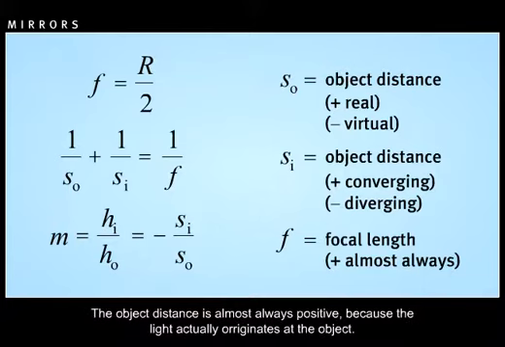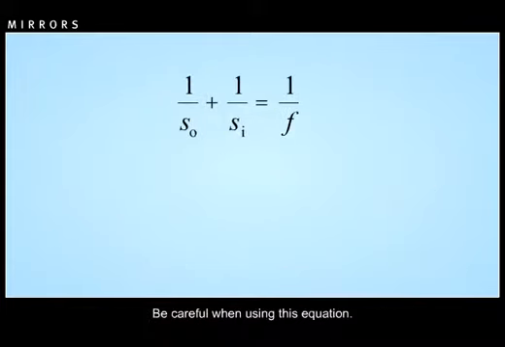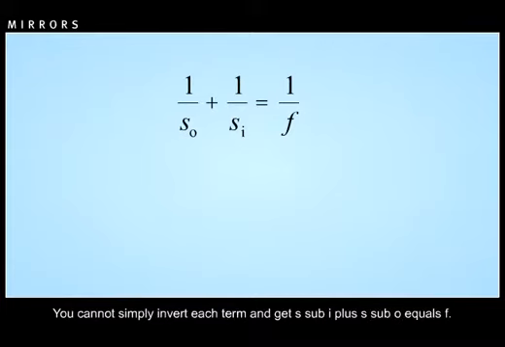The object distance is almost always positive, because the light actually originates at the object. Be careful when using this equation. You cannot simply invert each term and get S sub I plus S sub O equals F. It is not.